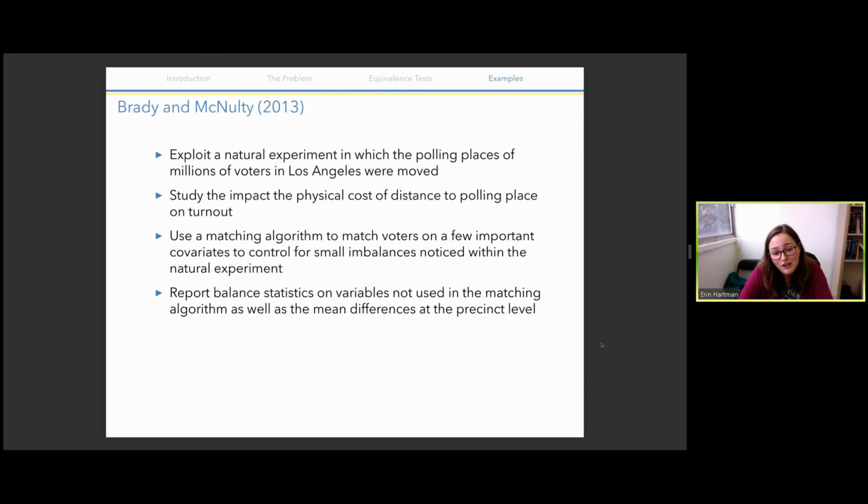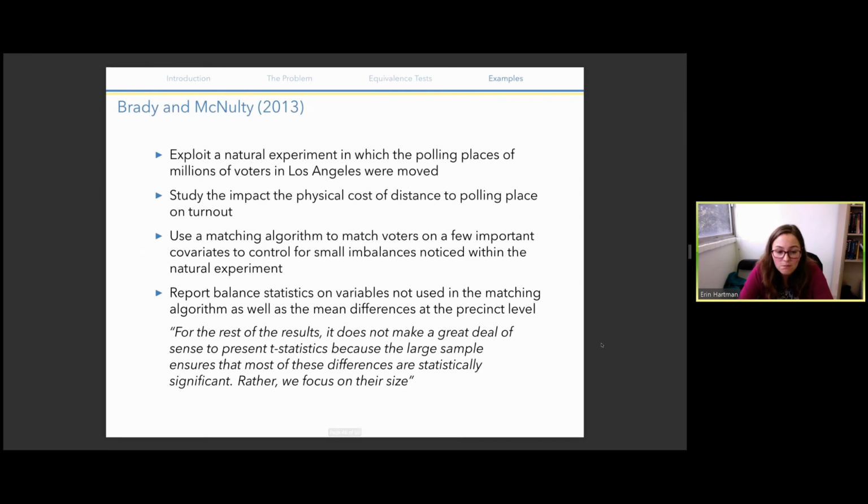Of course, there's a ton of data here. There are all these voters in LA. LA is a very big county. And they report balance statistics, right? So they report mean differences, but on the variables they didn't use in the matching algorithm. So not just things they've mechanically made look similar, but things that they didn't include. And they say for the rest of the results, it does not make a great deal of sense to present t-statistics because the large sample ensures that most of the differences are statistically significant. Rather, we focus on their size.